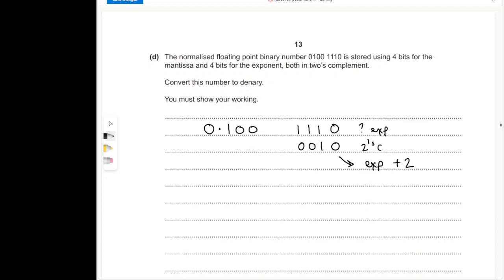So we know now what we need to do with the binary point. We're going to move it 2 to the right to make it bigger. So the binary point is going to end up there. So that's a bit messy now, so I'm going to write that number out again.